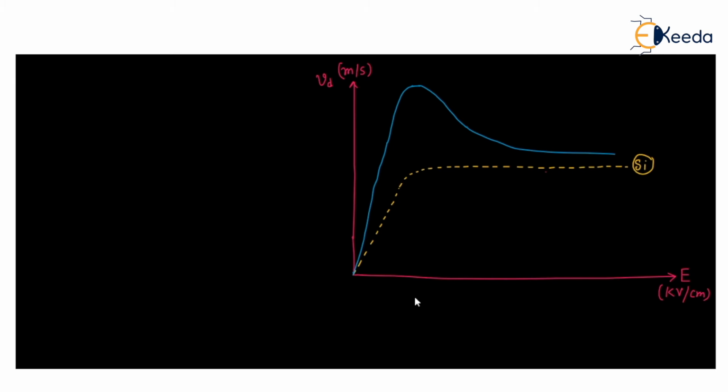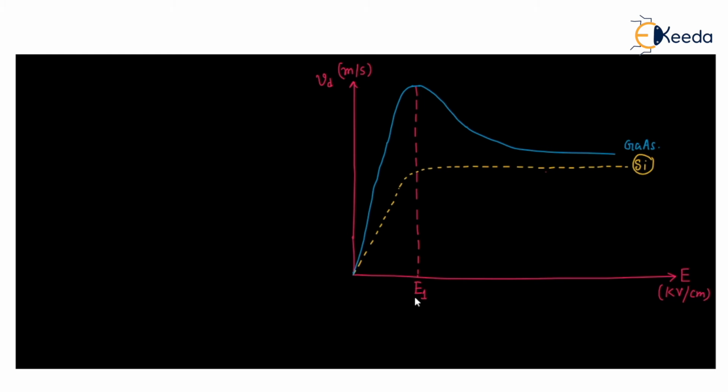So we can say this is for gallium arsenide. Here we can see that after a certain value of the electric field, the drift velocity is decreasing. Let us assume that after the electric field E1, the drift velocity of an n-type gallium arsenide is decreasing. So let us see why it is happening.